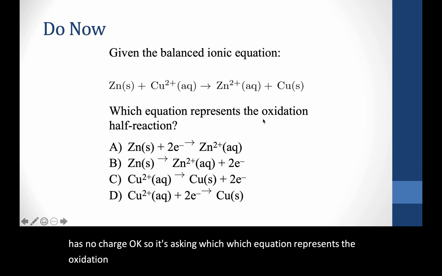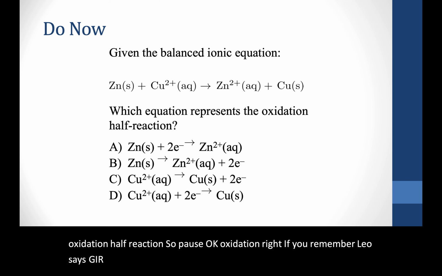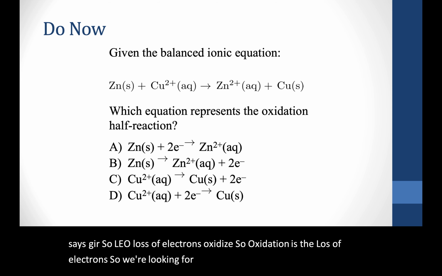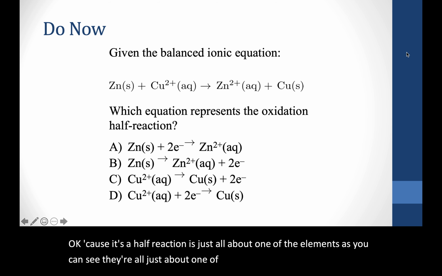So pause. Okay, oxidation, right? If you remember, LEO says GER, so LEO, loss of electrons, oxidize. Okay, so oxidation is the loss of electrons. So we're looking for which element, because it's a half reaction, it's just all about one of the elements, right? As you can see, they're all just about one of the elements. Which element is losing electrons?